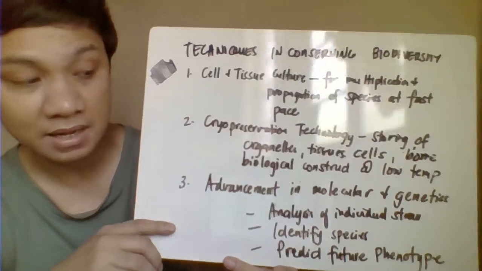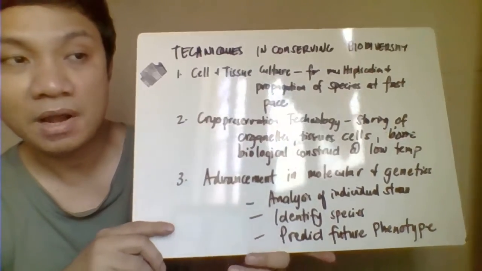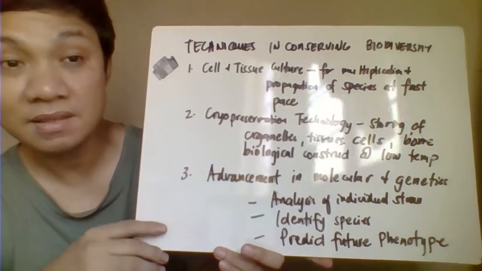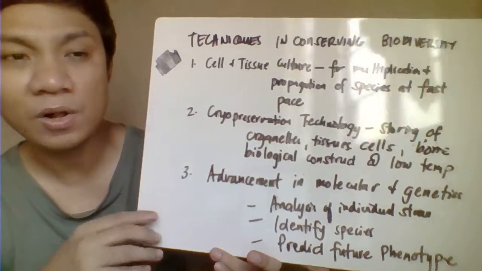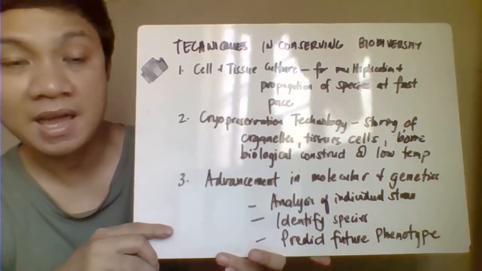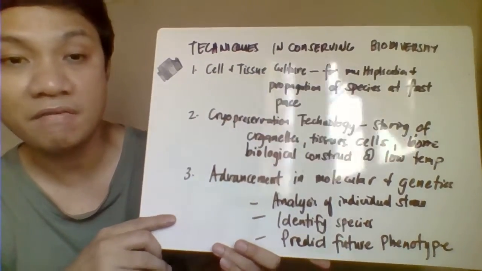Okay, so that would enable you then to preserve those species of your flora and fauna, especially for those who are extinct. The third one, we have here advancement in molecular and genetics that help here. Number one, analyze the different species with their genetic structure. And second one, also help us to identify the different species. And lastly, it would allow us to predict our future phenotypes.